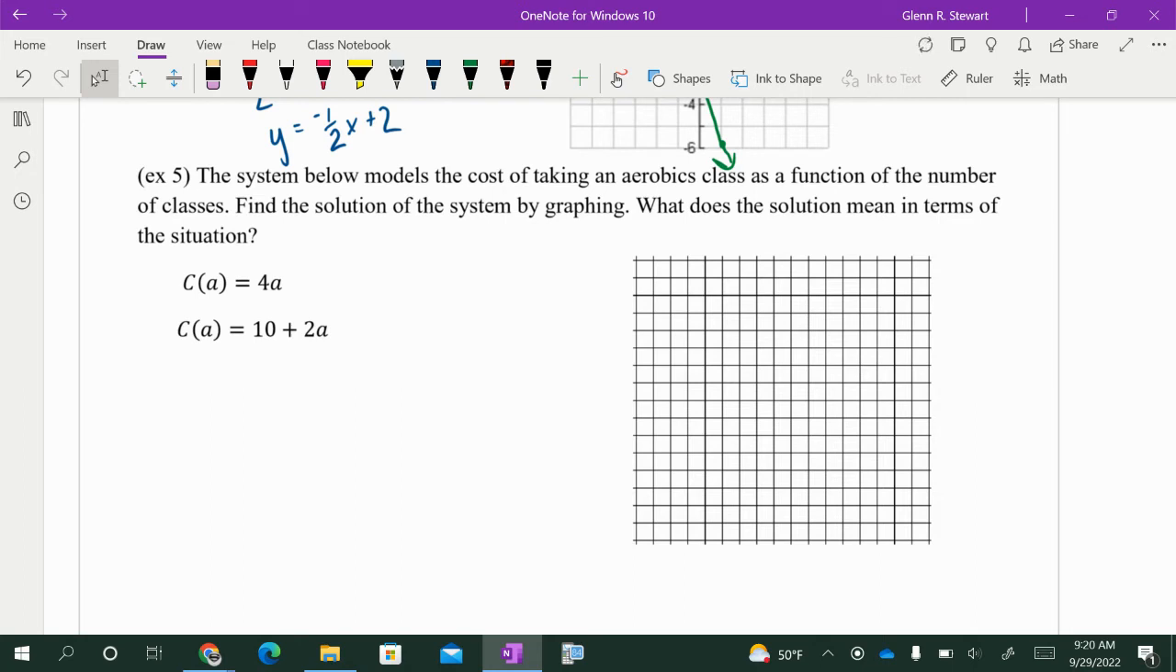Okay, so we have 2 different aerobics classes. We've got the first class, which is going to be in blue, and the other class is going to be in green. In real life situations, nothing will ever really be negative. So I'm actually going to cut out all the quadrants that end up being negative and just work in what we call the first quadrant. I'm going to label my graph. So my y is going to be my cost, and then the a is the number of classes.